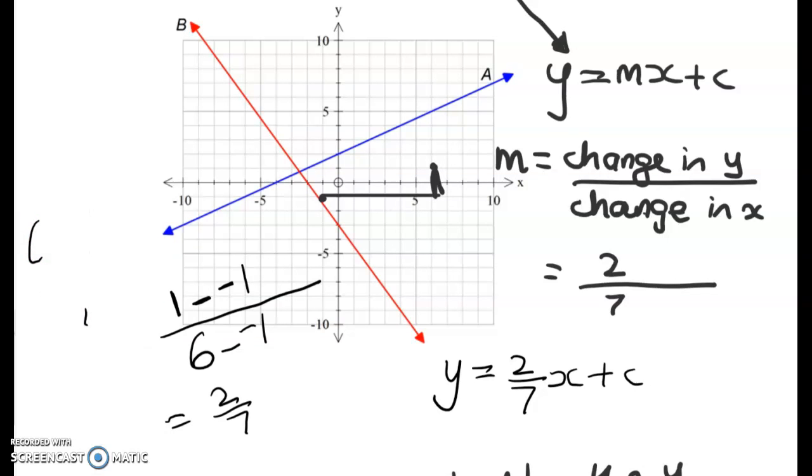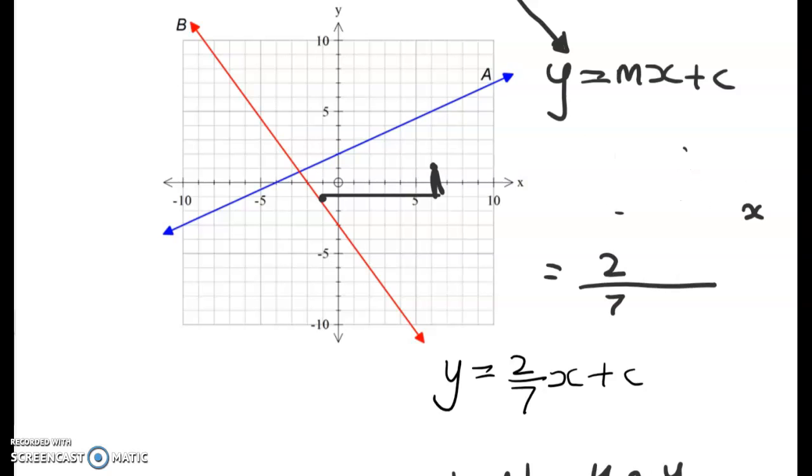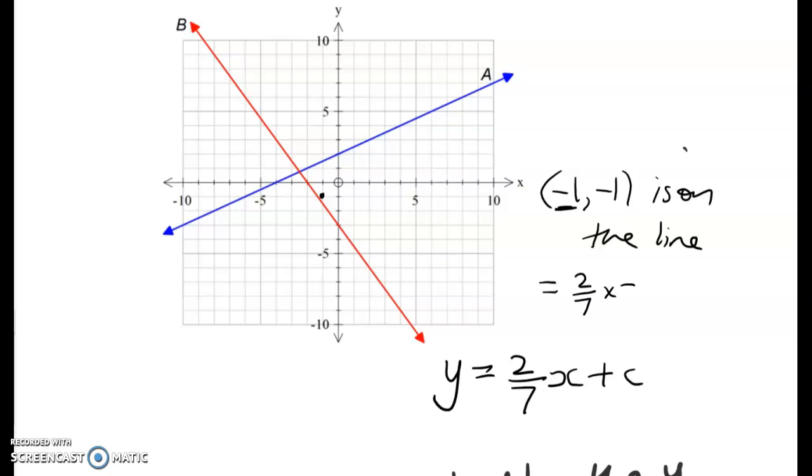So let's give ourselves back some space. Now this next bit we can't really do from the graph. Sometimes we can if we've got easy numbers, but in this case we're going to have to use the method of substituting in a point. So we've got 2 points we can choose from. We know that negative 1, negative 1 is on the line. So that means that when x is negative 1, y is also negative 1. Now that's just a coincidence, right? So this y value is what I'm putting in here.